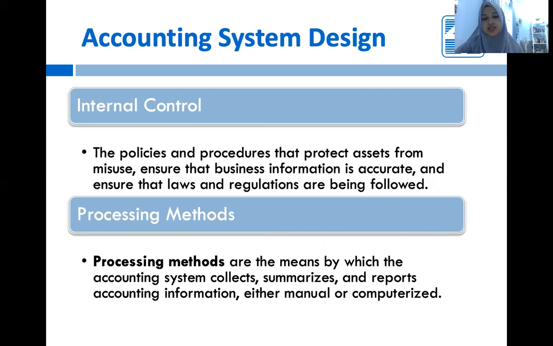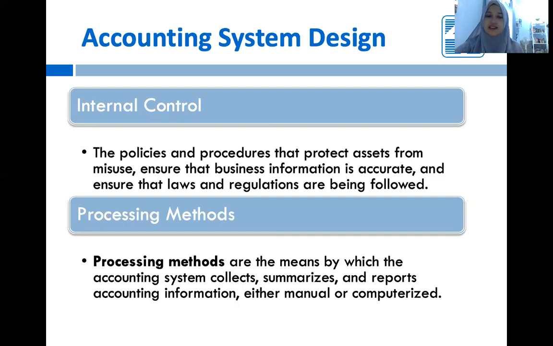So certain policies, certain SOPs or standard operating procedures, need to be in place to make sure the three objectives of internal control can be achieved: to protect the assets from misuse, to ensure the information is accurate, and to ensure that the laws and regulations are being followed. So designing an accounting system needs to fulfill all these internal control elements.